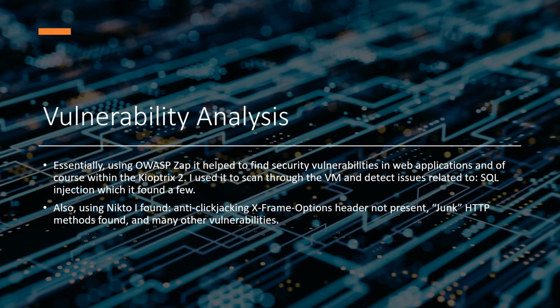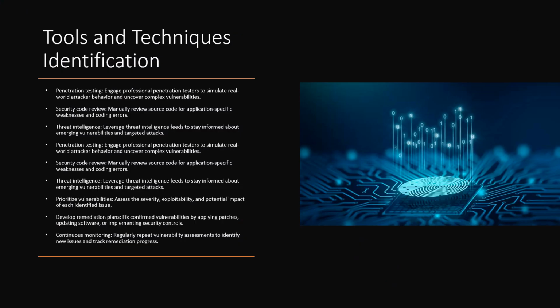So using OWASP, it helped to find security vulnerabilities in web applications, and of course, during the Kioptrix 2 enumeration, I did find a lot of those. You saw on the screenshots, and one of the main ones I found was this SQL injection and all the PHP errors and everything. So using Nikto, I found anti-clickjacking X-Frame-Options header not present, HTTP methods found, and a ton of other vulnerabilities as per the screenshots.